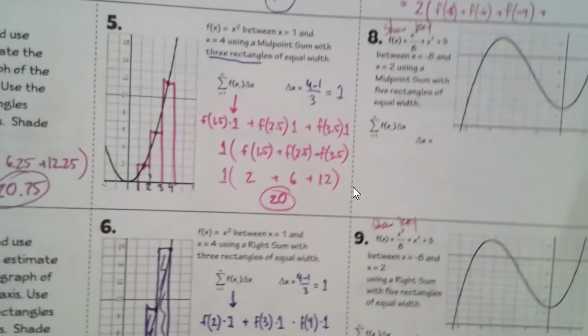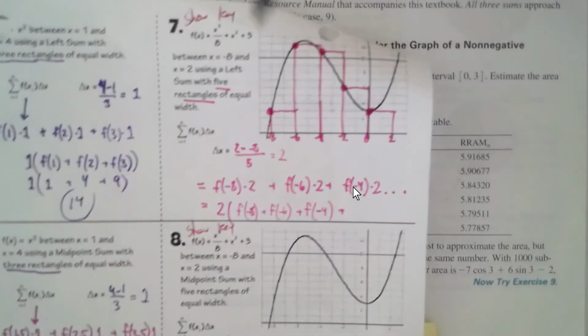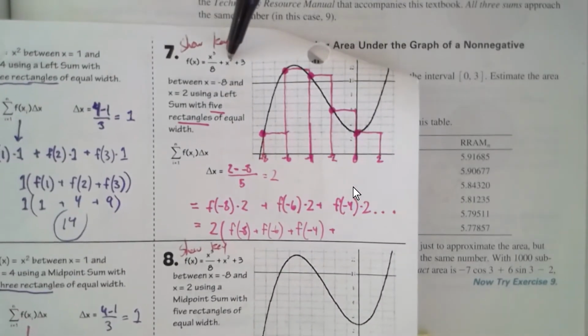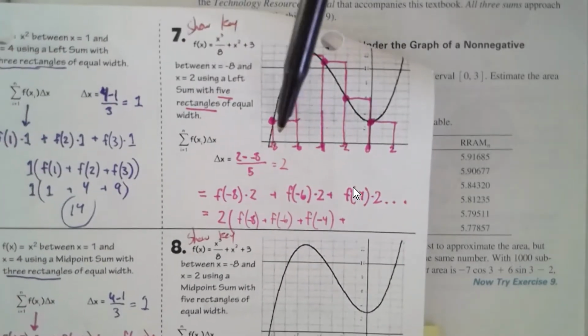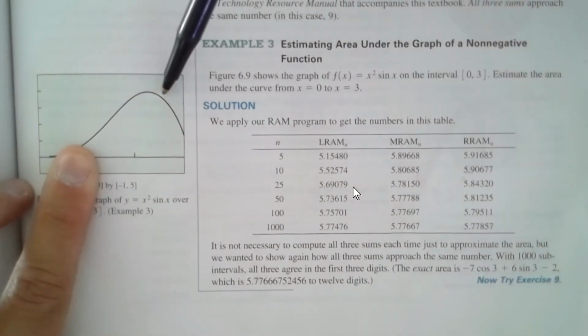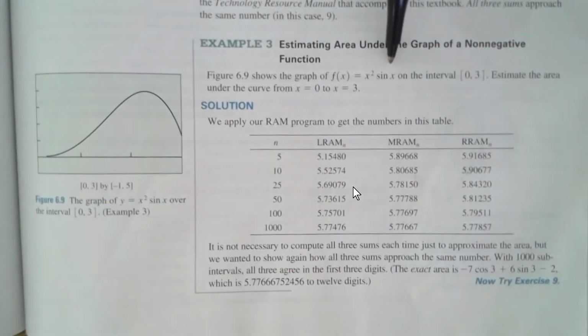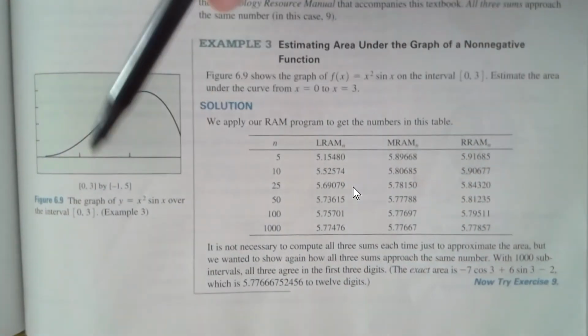In this one, we did 3 rectangles, and this one took 5 rectangles, and see how much more work this came out to be, due to the fact that the heights were determined by a much more complex function. Okay, if you can only imagine, this is not an easy parabola. This is, in fact, x squared sine x.